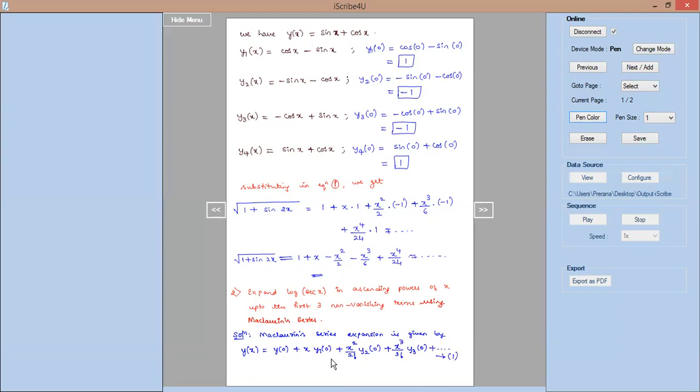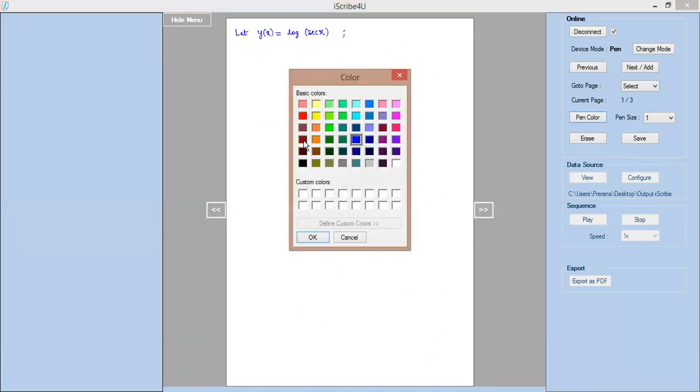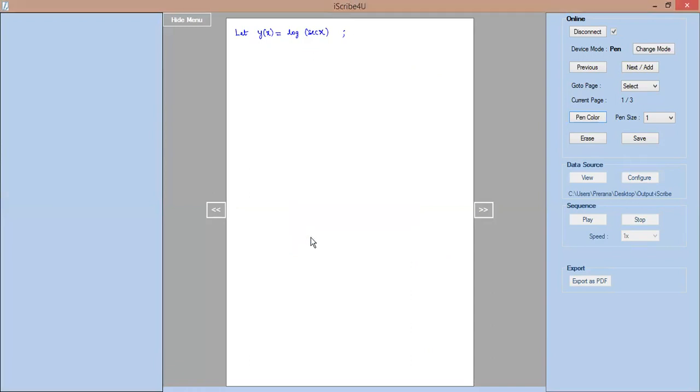So we need to find up to 3 non-vanishing terms. Means suppose one of the terms y of 0 or y1 of 0 is 0, we'll have to obtain 3 such non-vanishing terms. Until then, we have to find the derivatives. So let us take y of x is equal to log of secant x. We have to find out at the point 0. So we take x is equal to a equal to 0.